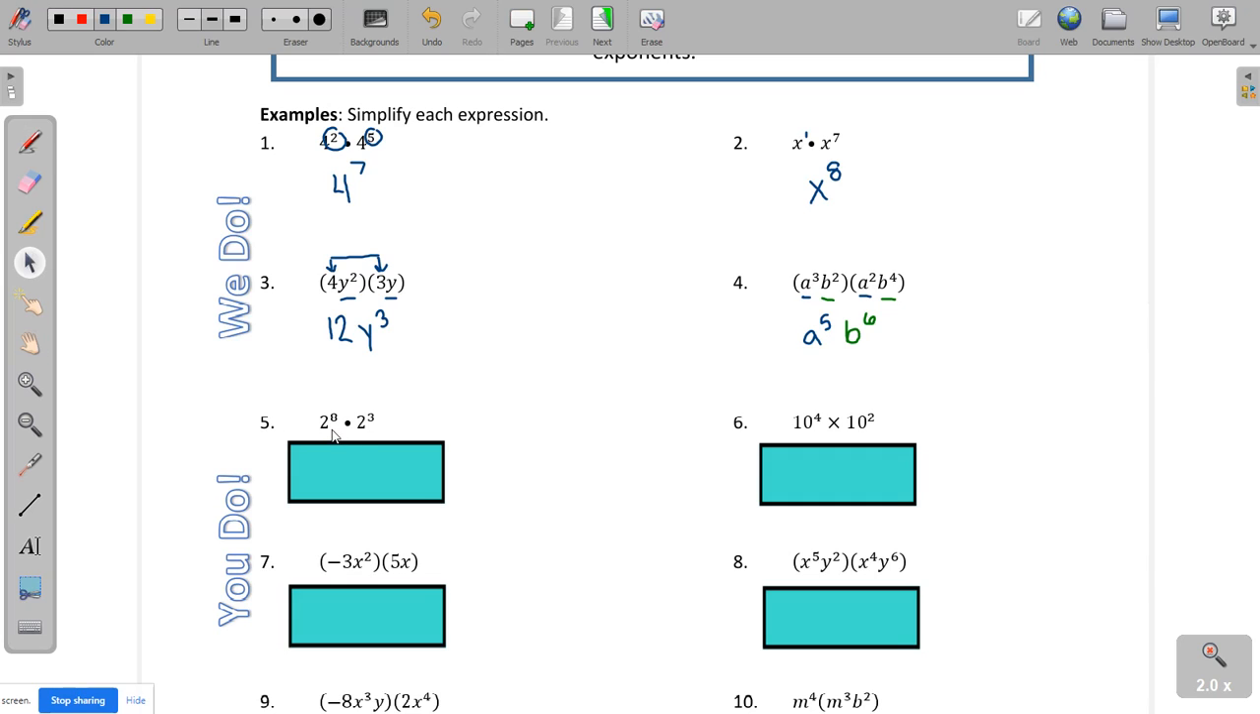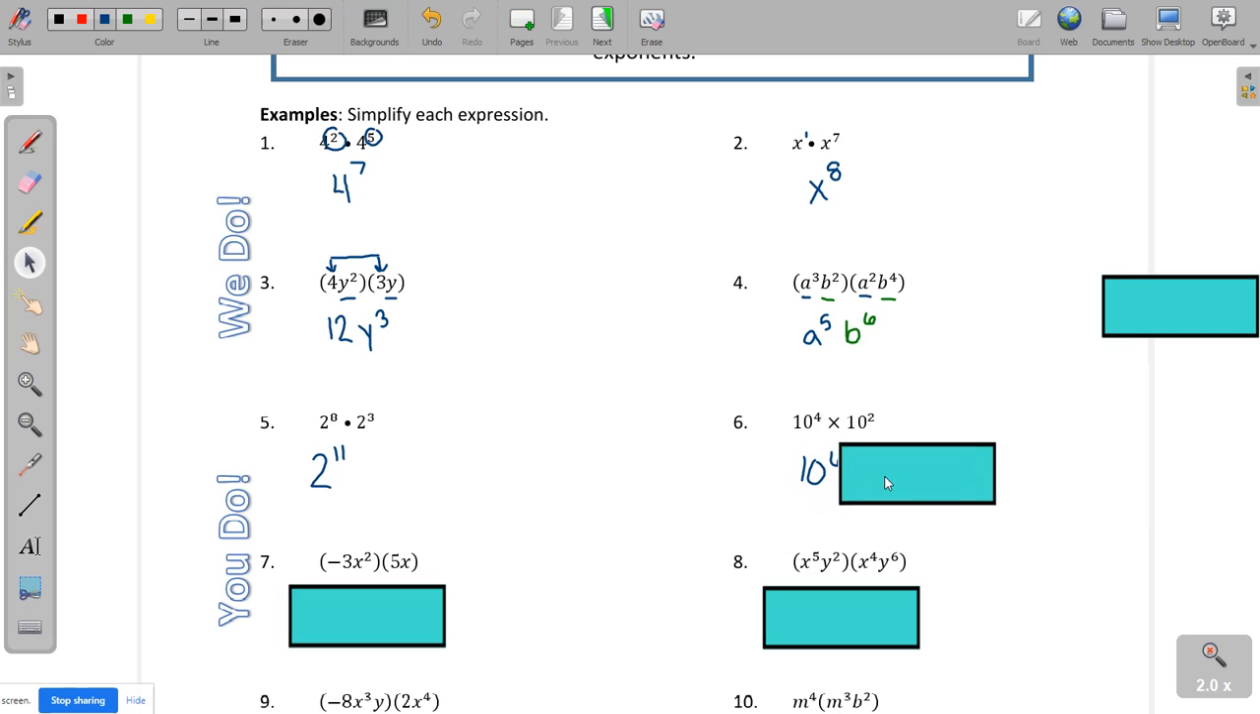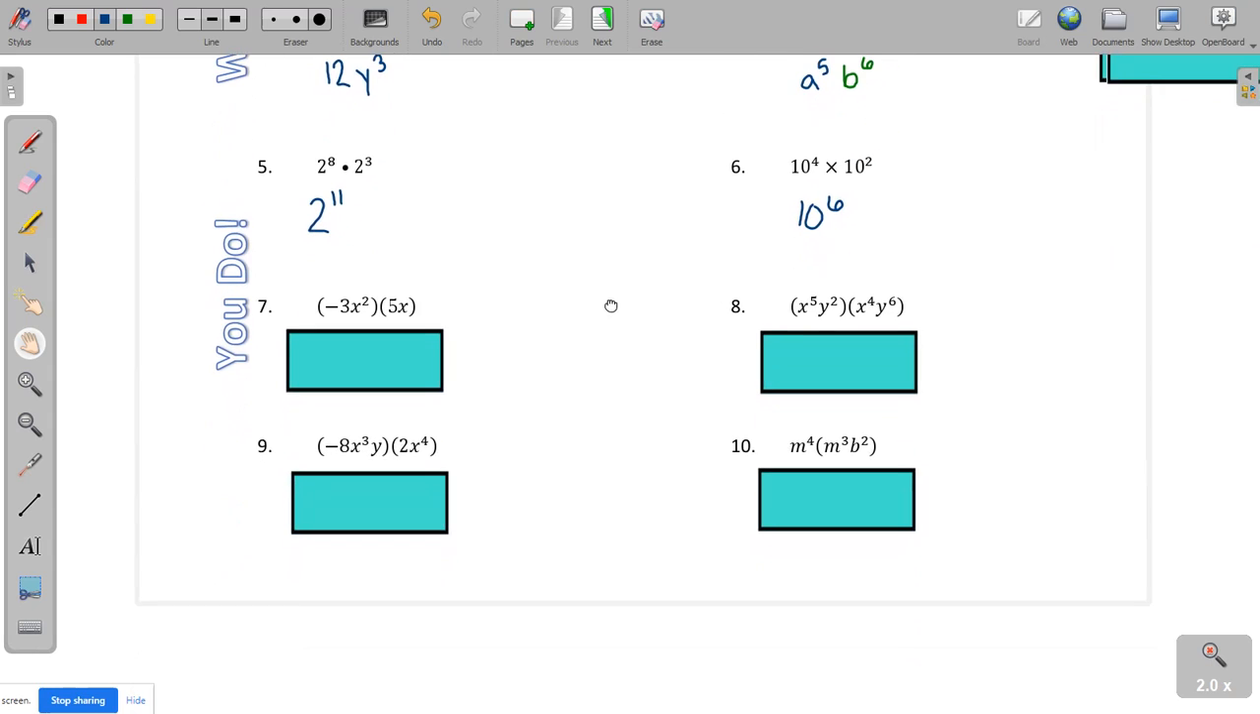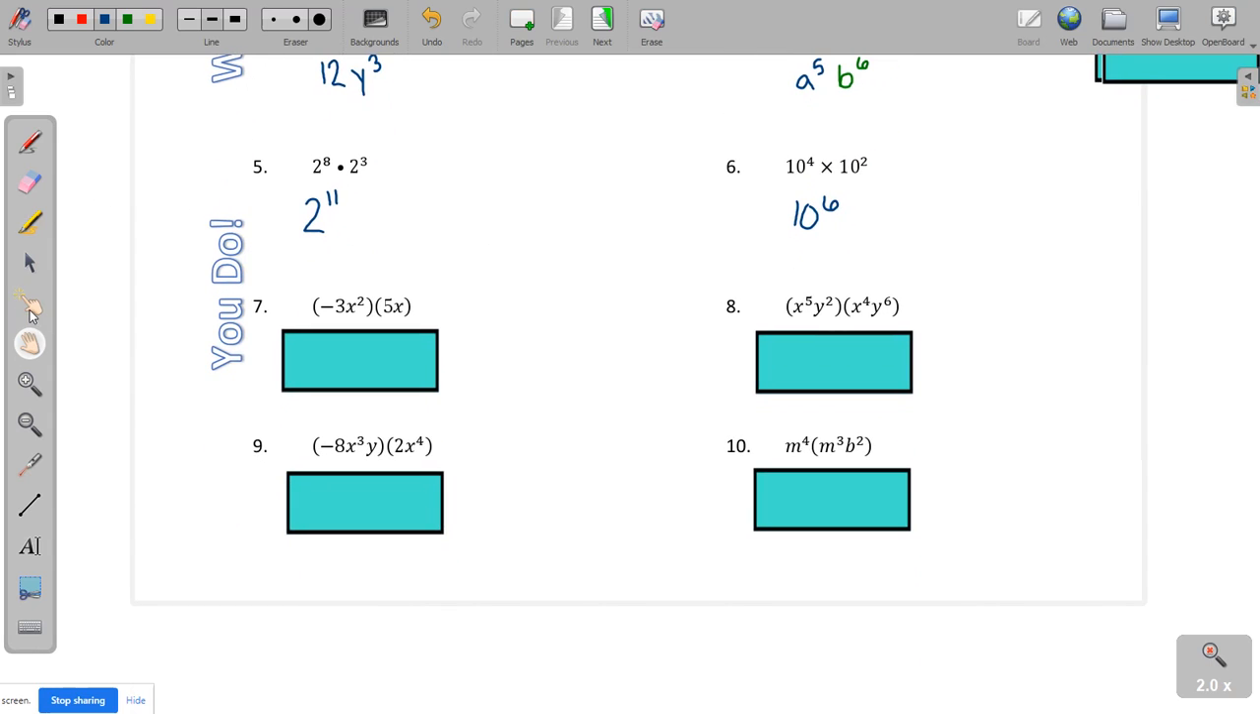Okay, let's check our work. We have 2 to the 8th times 2 to the 3rd. Keep the base and add the exponents, so we get 2 to the 11th. Number 6, we have 10 to the 4th times 10 squared. Keep the base of 10 and add the exponents, so 10 to the 6th. Let's look at 7. We do the same thing here. Negative 3 times 5, which is negative 15, and x squared times x is x to the third.